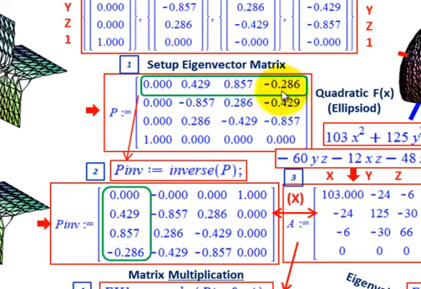So the first row becomes the first column in our inverse matrix. Second row becomes our second column. Third row, third column. Fourth row, the fourth column. Okay, so what we have here is P, our matrix of eigenvectors, in an inverse form.